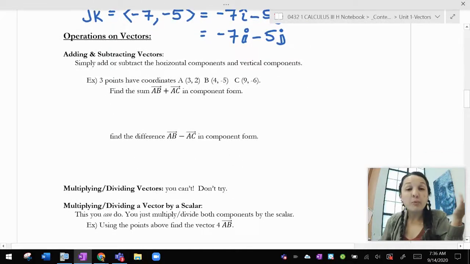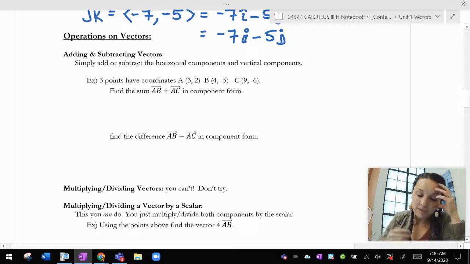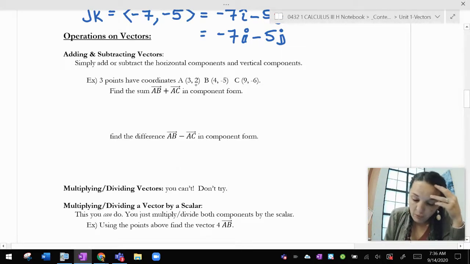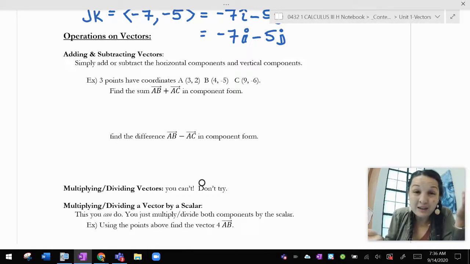Okay, operations on vectors. Technically, we just did one, and I'll explain that in a minute. So you can add and subtract vectors algebraically quite easily because you literally add and subtract their components. So if I have 3 points A, B, and C, find the sum of vector AB plus vector AC in component form. Well, if I'm going to add AB and AC, I should probably find AB and AC.